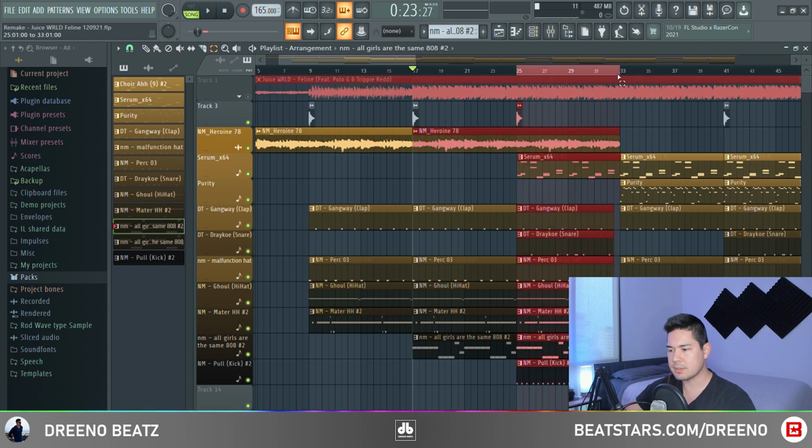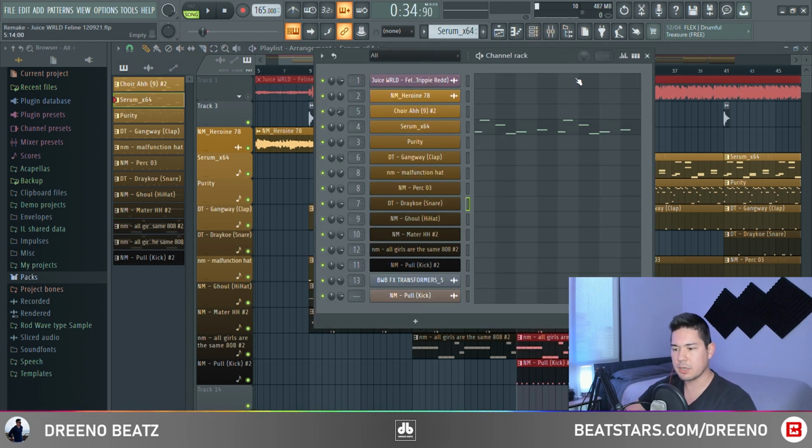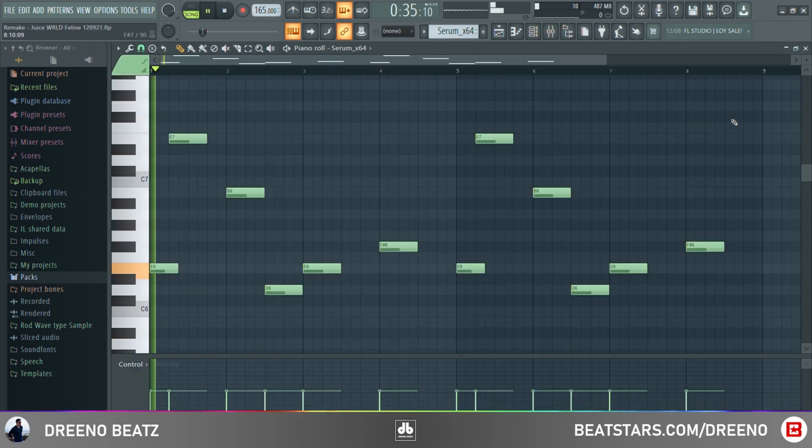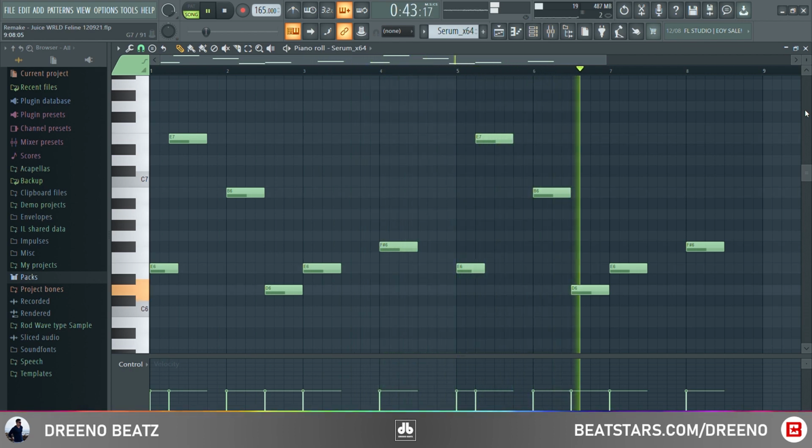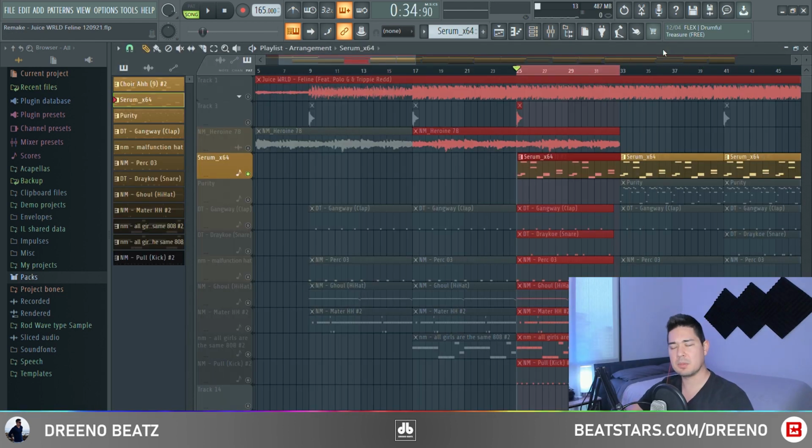Cool, so moving on to this section, we have a couple more things coming in. A pad coming in from Serum that I also layer with just this choir preset. It might be something from Omnisphere, but this is something that I think was fairly close and hopefully just gives you an idea of how it was made.